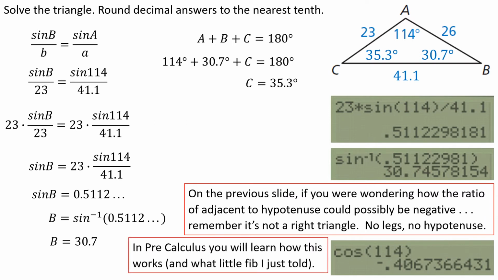How on earth could the ratio of adjacent to hypotenuse possibly be negative? Well, remember, it's not a right triangle, so there are no legs, there's no hypotenuse, right? You're used to thinking SOHCAHTOA, where cosine has to be adjacent over hypotenuse. That does not apply here because there's no right angle. There is no hypotenuse. And so in pre-calculus, you're going to learn how this works, and you're going to also learn what little tiny fib I just put in there. But that's something that'll be down the road. Sometimes we actually get to that in Algebra 2, but we're not going to get there this year. Okay, that we're on to say for pre-calculus.